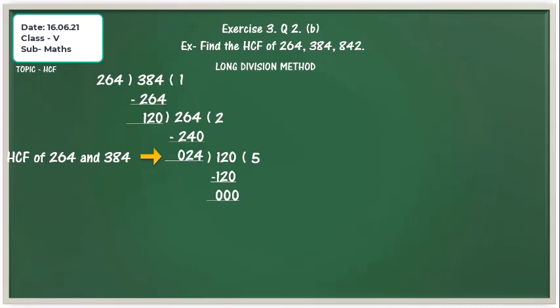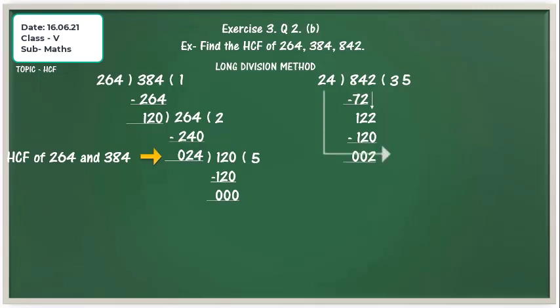So now we'll divide 842 by the HCF of the previous two numbers. So 842 divided by 24 is equal to 24 multiplied by 3 gives us 72. Remainder 12 and 2 came from the next place. 24 into 5 gives us 120. Now we got the remainder as 2. Our remainder 2 will become the divisor and 24 will become the dividend.